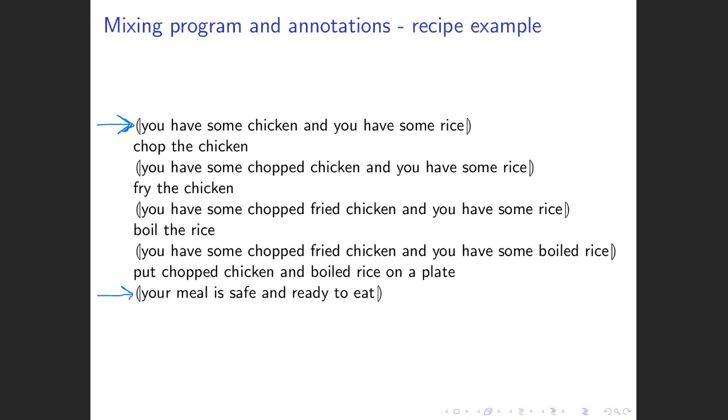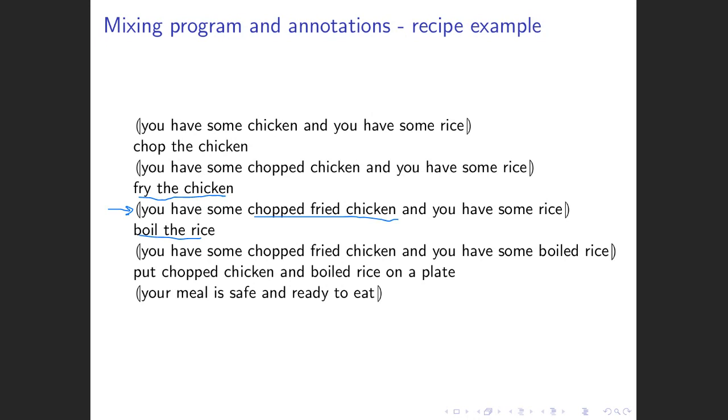So now, rather than just having the pre and postconditions, we're going to check that things are okay as we go along. So this is an instruction: you chop the chicken, and the state has now changed. We're going to make a new assertion. You now have some chopped chicken and you have some rice. So the chicken we had has now turned into chopped chicken. Now you fry the chicken. So here's a new assertion. The state of the system now is that you have some chopped fried chicken and you have some rice.